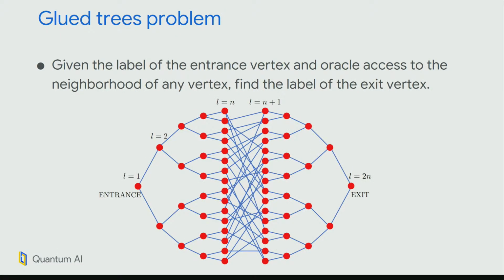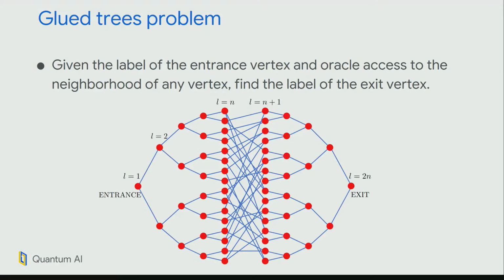So let me tell you a little bit about this. Some of you have probably seen this before, but let me describe it again anyway. The glued trees problem is an oracular problem. You have access to a black box that's encoding some graph that looks like this. You have an entrance vertex here, a balanced binary tree going out from it with n layers, and the same thing here: a balanced binary tree going out n layers. And in the middle, there's a random cycle that connects these. You know the name of the entrance vertex. That's what you're given.